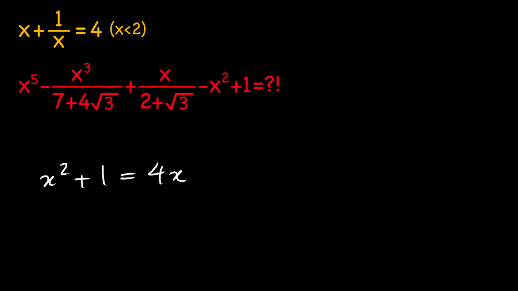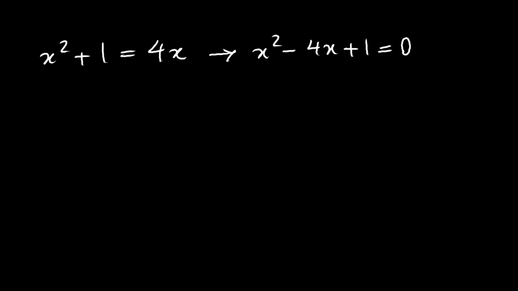Next, I'm going to go ahead and move the 4x to the left-hand side to have everything on the same side. So we're going to have x squared minus 4x plus 1 equals 0. Next, we can use the quadratic formula to solve for x. If you do that, we're going to have x equals 4 plus or minus square root of 12 divided by 2.